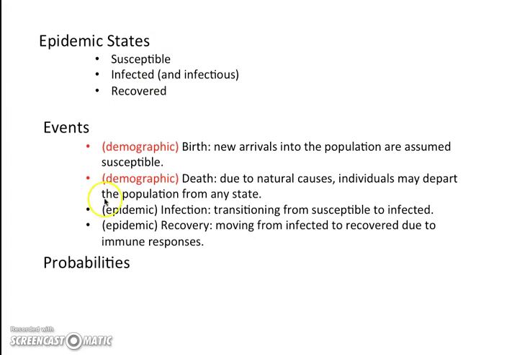But some of the specific events related to the epidemic are the transitions between the epidemic states. So going from susceptible into infected is called an infection, an event of infection. And then moving away from infection means that the immune system of the individual is able to fight off the infection, and eventually the individual is no longer infectious and develops immunity and therefore becomes recovered.